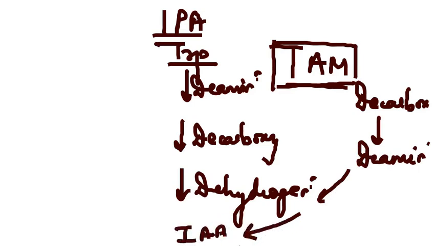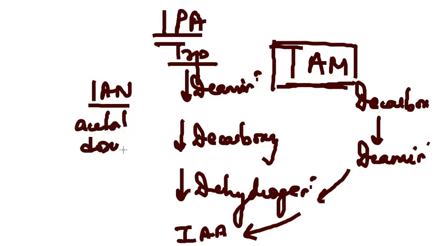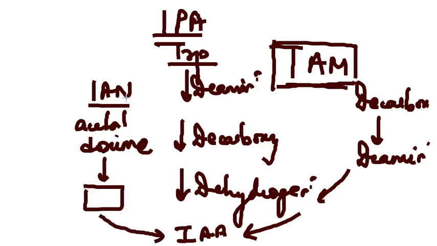Okay. Now the second pathway is known as the TAM pathway. There is a similarity between the IPA pathway, which is the indole-3-pyruvic acid pathway, and the TAM pathway. What similarity? The first two steps are reversed. In the IPA pathway the first step is deamination and the second step is decarboxylation. But in the TAM pathway, the first step is decarboxylation and the second step is deamination. And the last step is the same, which is dehydrogenation.